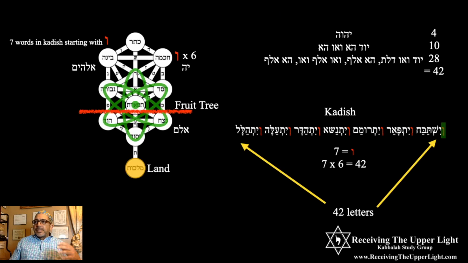Keep that in mind, make notes, and that's basically how you envision the 42. The Yod Hey Vav Hey, 4 letters, expand the name, it's going to give you 10, then expand that expansion, and it's going to give you 28 letters, equals 42, and that is implied in the prayer of the Kaddish. Alright.